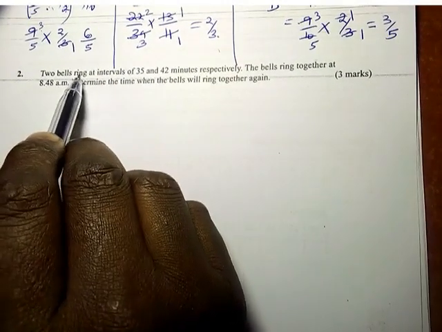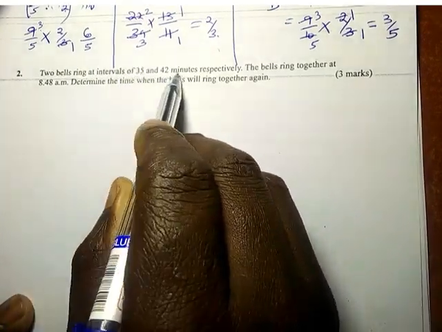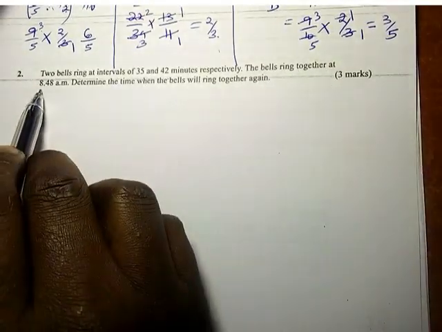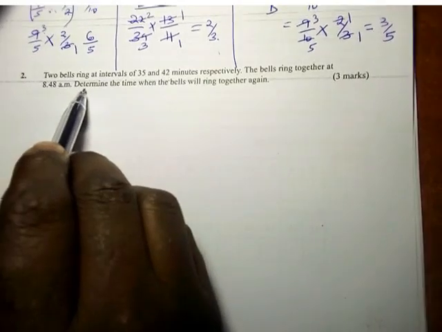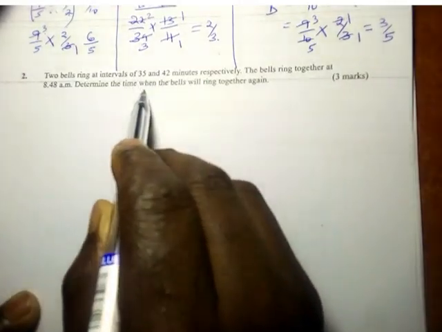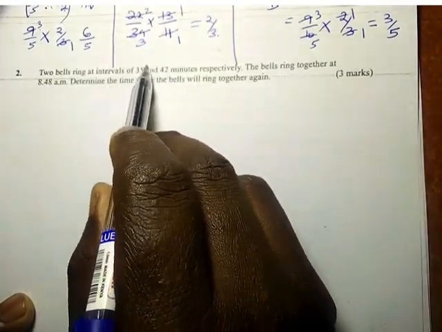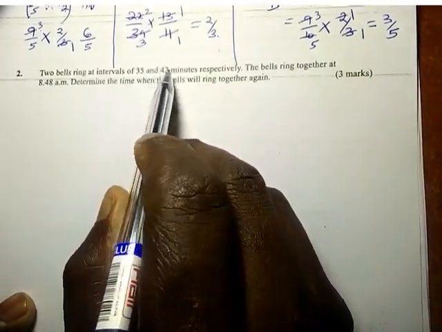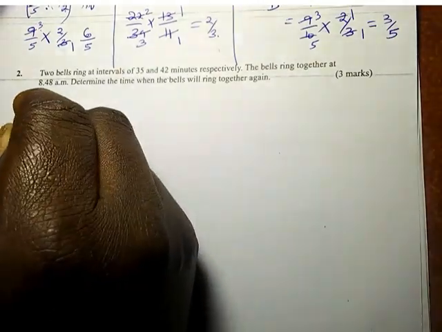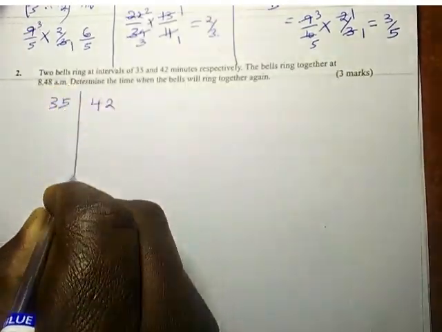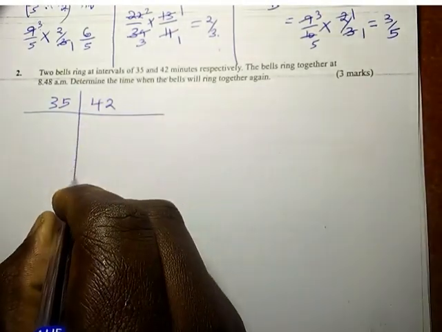Two bells ring at intervals of 35 and 42 minutes respectively. The bells ring together at 8:48 a.m. Determine the time when the bells will ring together again. When you hear that bells are ringing, the first thing which will come into your mind is the LCM. You find the LCM of the two intervals.